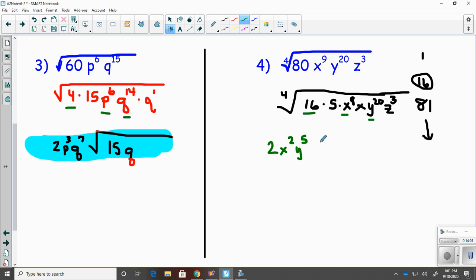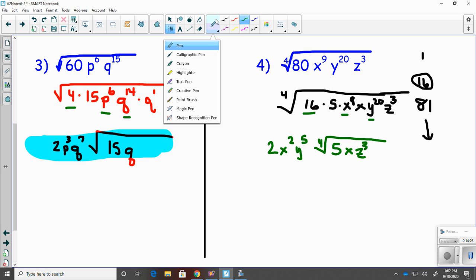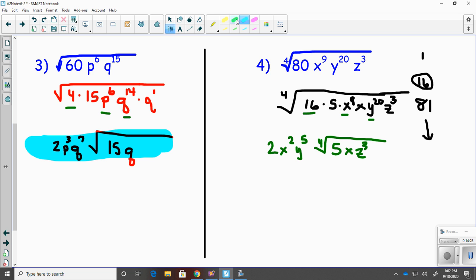Okay, and then that's it. And your job is to write down your little index number again. Don't forget that. And your radical symbol. And then anything else that's left underneath has to stay where it is. So 5 is going to stay. x to the 1st is going to stay. And z to the 3rd also has to stay. All right, and so that is your simplified version right there.